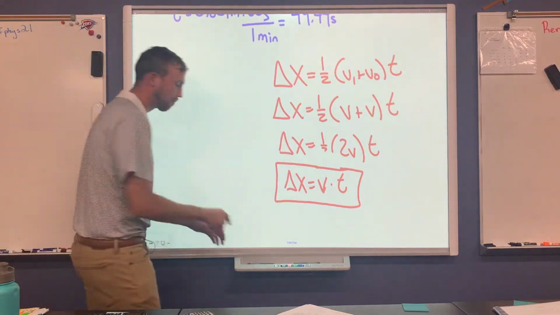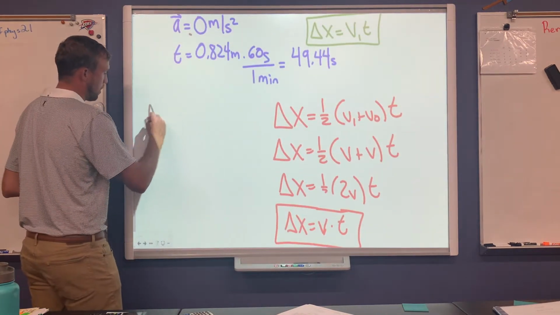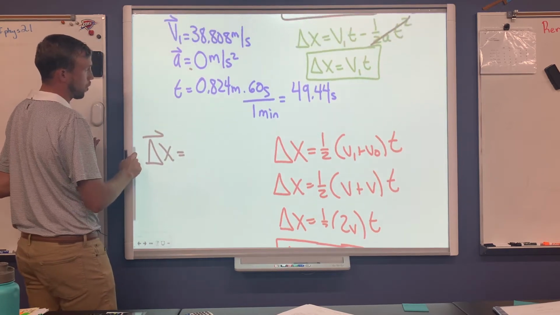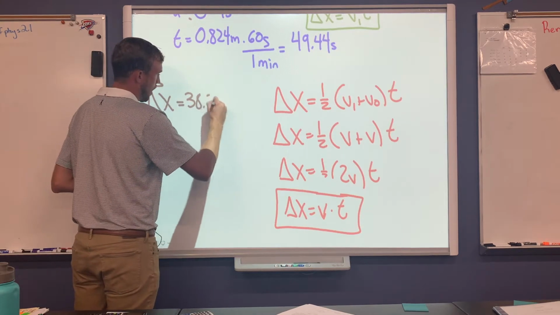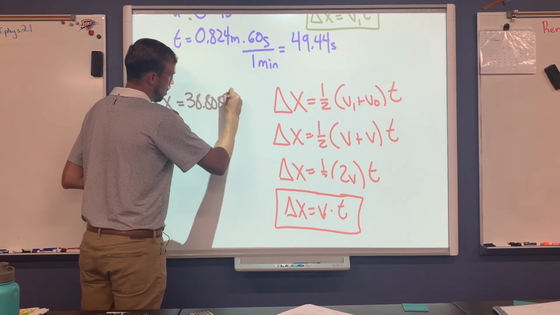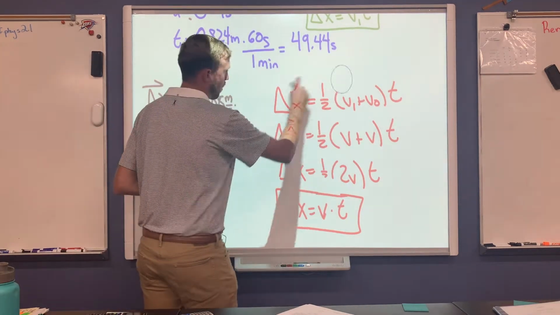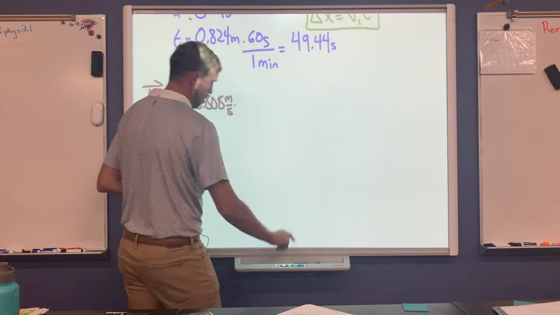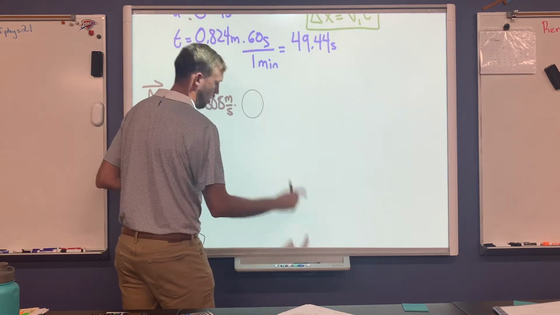Now we see why. So I'm still plugging in the values that I have. My displacement, delta x, is equal to my velocity, which doesn't really matter which one I choose here because they're both the same. So I'll go 38.808 meters per second. Multiplied by time. I'm going to go ahead and erase some of this so I can have a little bit more space here. There we go. Multiplied by my time, which is 0, not 0, sorry, I was looking at my time in minutes.